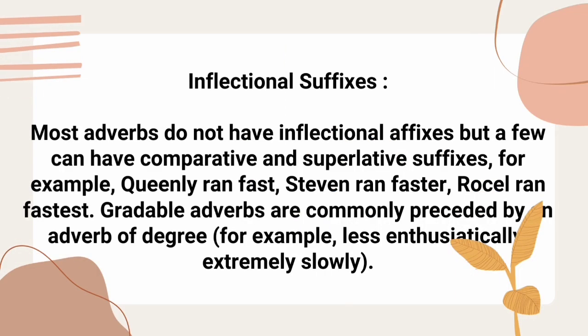Inflectional suffixes. Most adverbs do not have inflectional affixes, but a few can have comparative and superlative suffixes. For example, Quinley ran fast, Stephen ran faster, Roselle ran fastest. Gradable adverbs are commonly preceded by an adverb of degree. For example, less enthusiastically and extremely slowly.